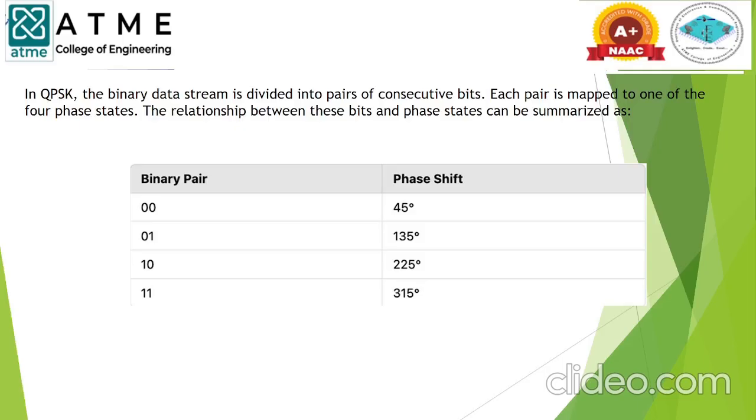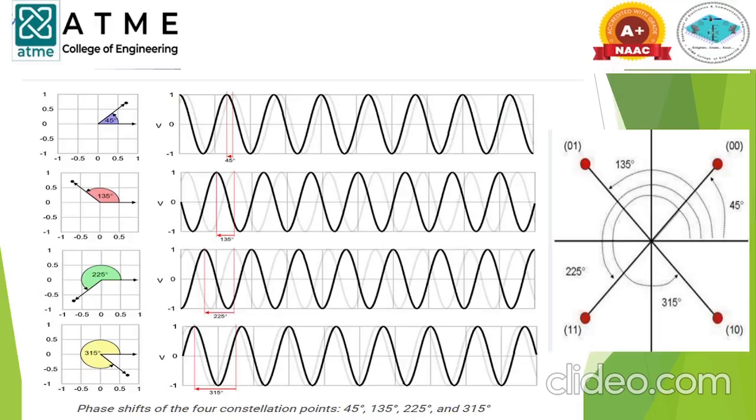So in QPSK, the binary data stream is divided into pairs of consecutive bits. Each pair is mapped to one of the 4 states. The relationship between these bits and phase states can be summarized as below. In PSK, ASK and FSK, we have a single bit used for modulation. Here we are using 2 bits for modulation, and we have 4 different symbols, that is 00, 01, 10 and 11, each having a phase shift of 45 degrees, 135 degrees, 225 degrees and 315 degrees.